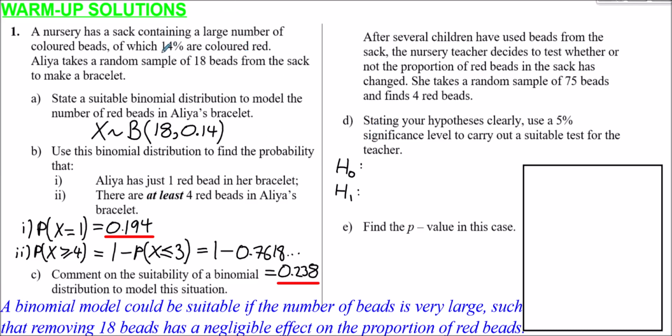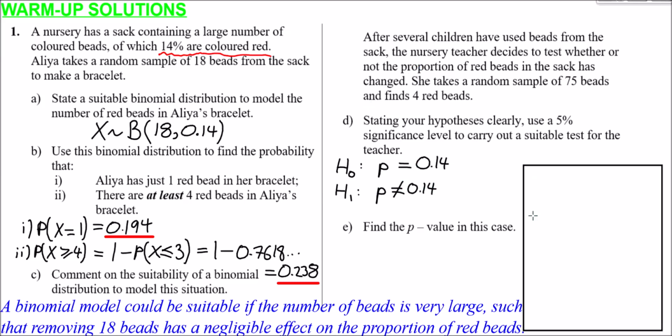So what we're told here is that 14% of the beads are red. So H0 is that's going to still be the case. So we can assume the probability of a red bead is going to be 0.14. But what's happening here is, we want to see whether or not the proportion of red beads in the sack has changed. It doesn't say if it's changed on the large side or gone lower. It just means, is it different? So this is actually, without quite saying it, a two-tailed test. So our alternative hypothesis, H1, is now P is simply not 0.14.